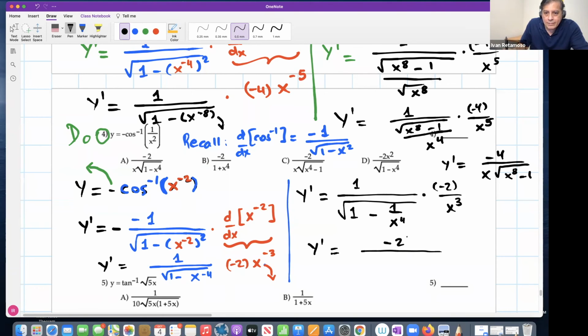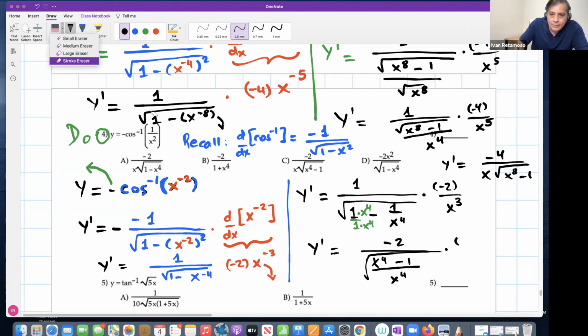On the bottom, however, look, notice this guy is 1 over 1. LCD of 1 and x to the 4 power is x to the 4 power. So we multiply by x to the 4 power numerator and denominator. And here we're going to get the following. 1 times x to the 4 minus 1 on the top. And on the bottom here, x to the 4, right? X to the 4. This times, since we multiply this negative 2 times 1, what is left here is just 1 over x cubed.